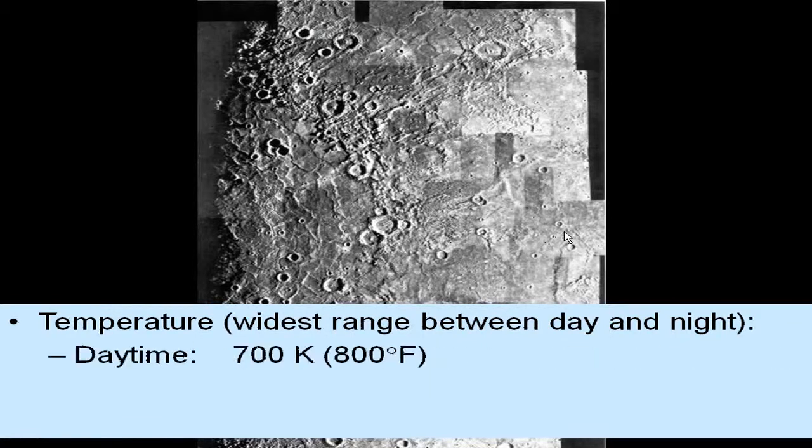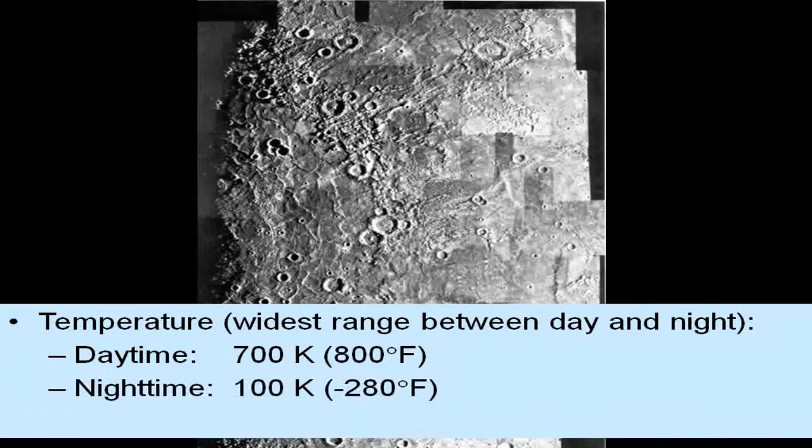Temperature range on Mercury between day and night: daytime is about 700 Kelvin, which is about 800 degrees Fahrenheit. Nighttime is 100 K, which is about minus 280 degrees Fahrenheit. So between day and night is a shift of more than 1,000 degrees Fahrenheit. So it gets extremely cold and extremely hot.